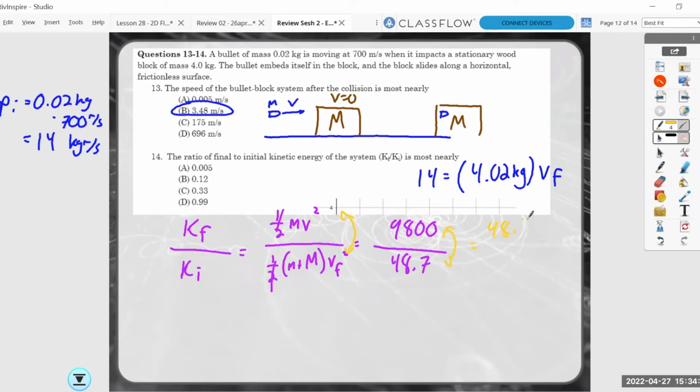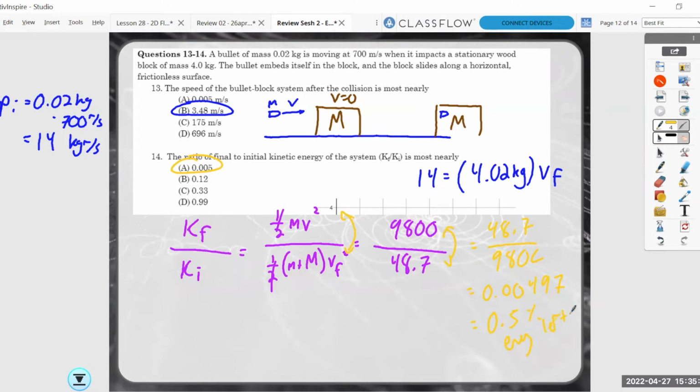So let's just do that now. We'll switch it over. 48.7 divided by 9,800. Fortunately, I did my division and I got a number that wasn't on that list, which is a good sign. And when I do it this way, I get 0.00497. So I'm going to go with A in that case. What that means is if I multiply by 100, we have basically 0.5% of our energy left.